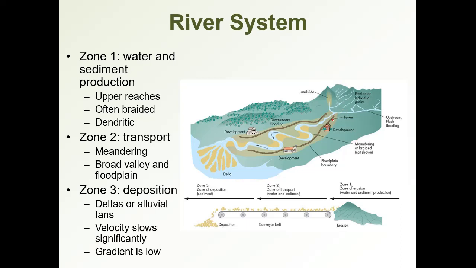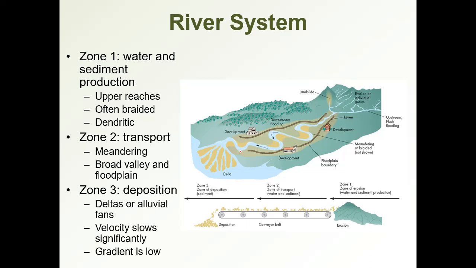Zone 2 is where we've moved to a lower gradient, and this is where we've moved down into a more meandering pattern. I will show you a meandering pattern in a second as well. This is where we're transporting both the water that we collected in Zone 1 as well as the sediment we generated in Zone 1. This is where we have a broad valley and a floodplain. So we're moving greater volumes of water and sediment, but we're moving them in a gentler pattern, shall we say.